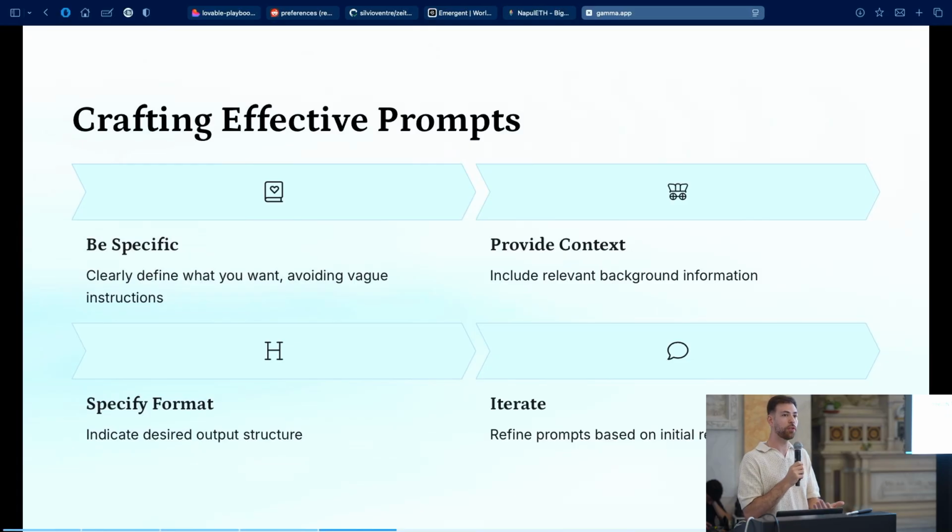Of course, you have to avoid vague instructions. The second is provide context. You have to define all the context useful for the model in order to generate an accurate response.